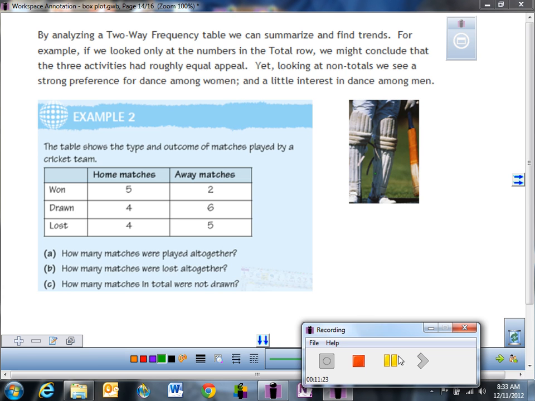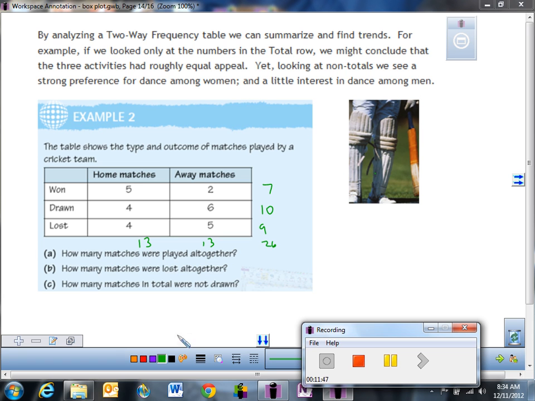For example, if we looked only at the numbers in the total row, we might conclude, that's from the other example, excuse me. Example 2, the table shows the type and outcome of matches played by a cricket team. So this is what the cricket table looks like. Notice how the total row is not there, so we should probably fill that in. So with my totals, I have 7 wins, 10 draws, and 9 losses. I have 13 away matches, 13 home matches, for a total of 26 matches.